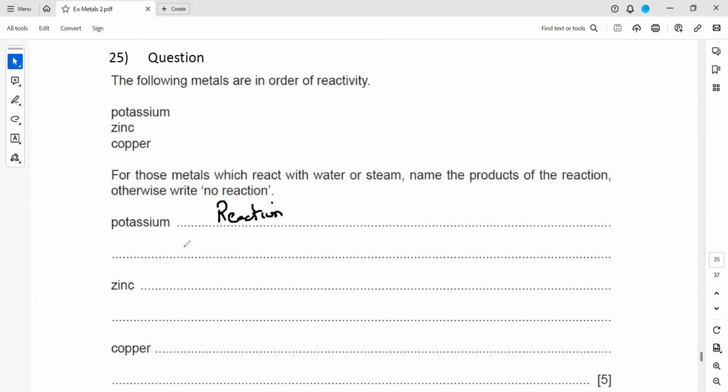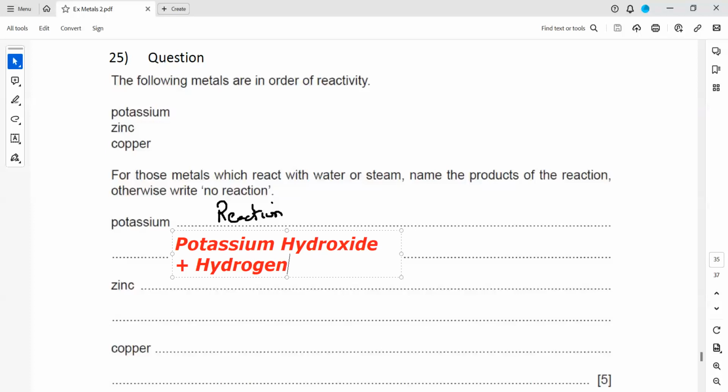And what are the products whenever we react with steam or water? For example, with potassium, we don't have to write the equation, just name the products of this reaction. So what are the products? When a metal like sodium, potassium, or calcium reacts with water or steam, they will form a metal hydroxide, an alkaline solution, plus hydrogen. So this will give potassium hydroxide plus hydrogen. These are the products.